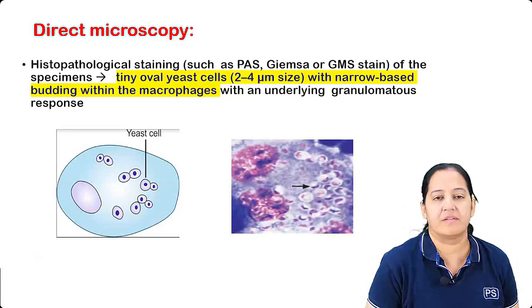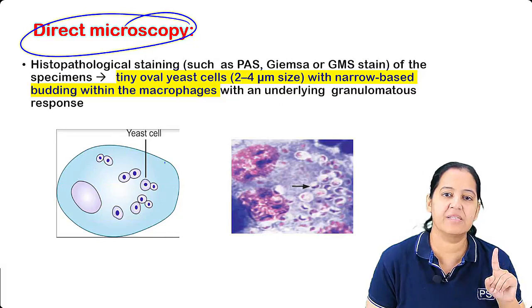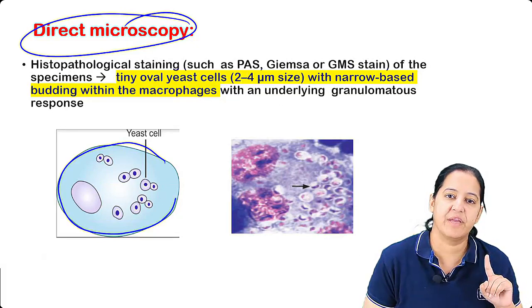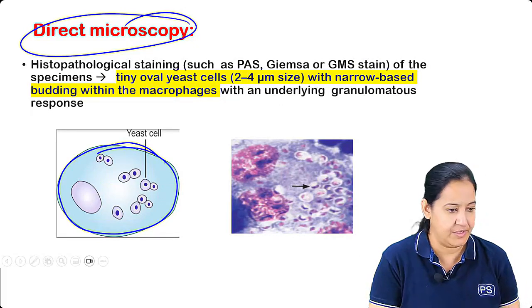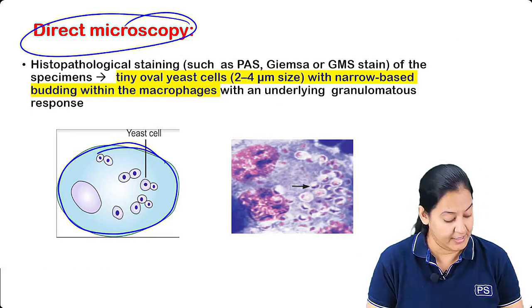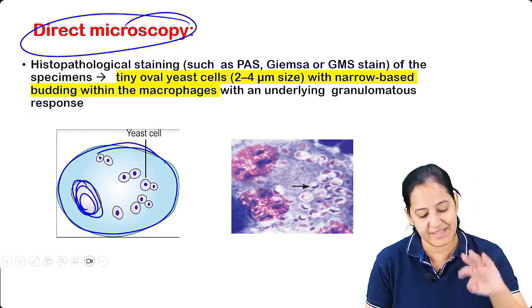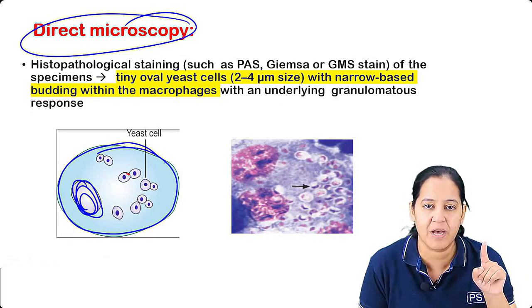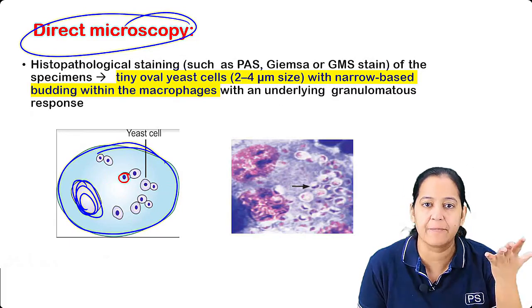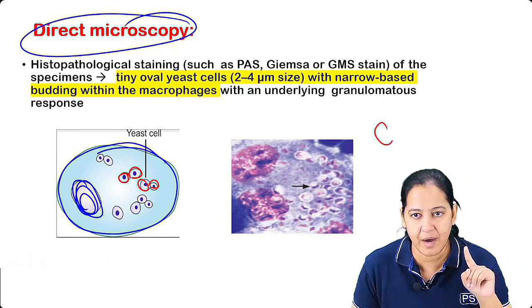So this is the thing. If you do direct microscopy, see what you get. Number one, it's always inside the macrophage. It's not outside the macrophage, it's intracellular, Histoplasma. Okay, this is the nucleus of the macrophage. Now, inside the macrophage, can you see? This is histoplasma, this is histoplasma. It's budding. Here also it's budding.